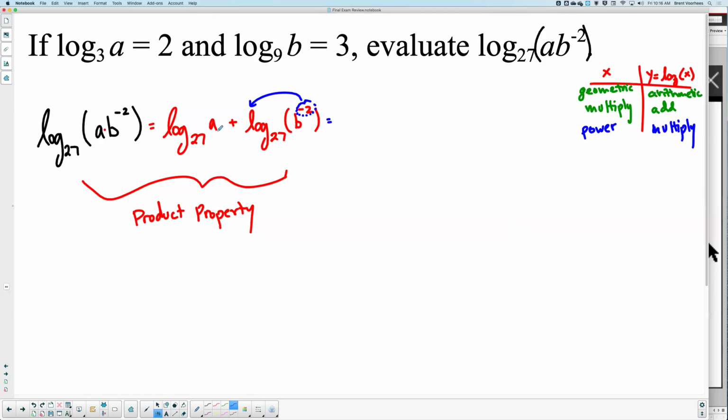So this is going to equal log base 27 of a. Nothing happens on that one. I'm going to multiply by a negative 2. Do I need a plus a negative 2? No, I can just write that as minus 2 times log base 27 of b, and that 2 is multiplying there. Is everybody tracking so far? That's now multiplying right there.